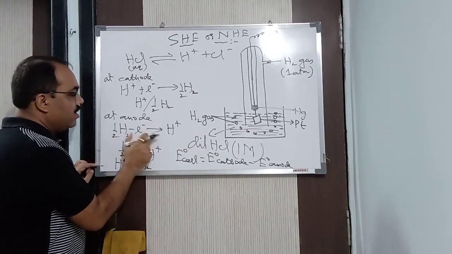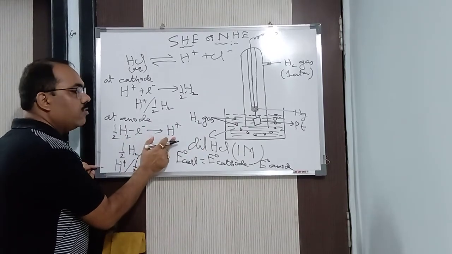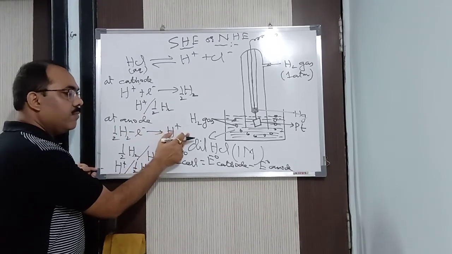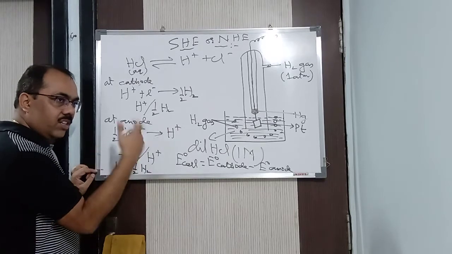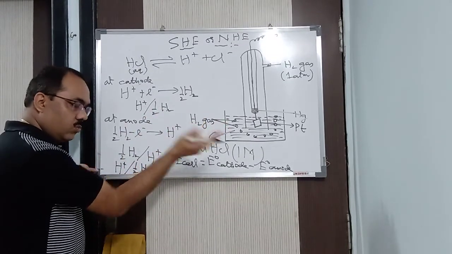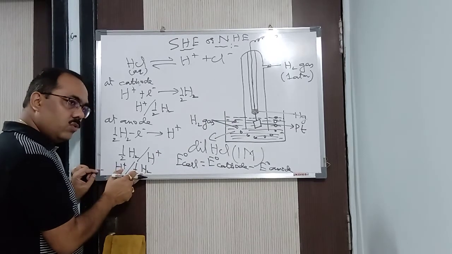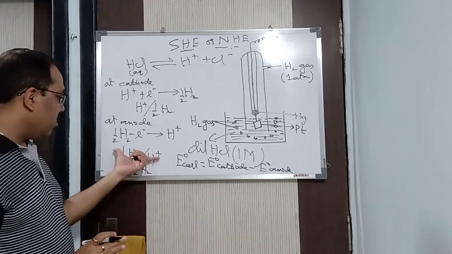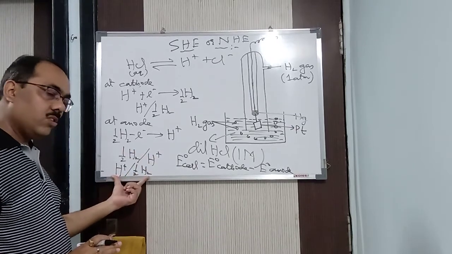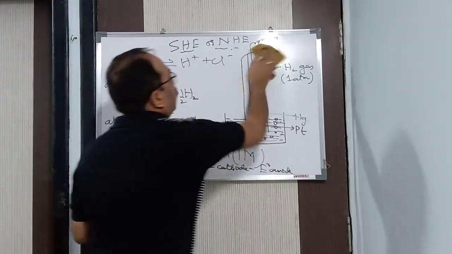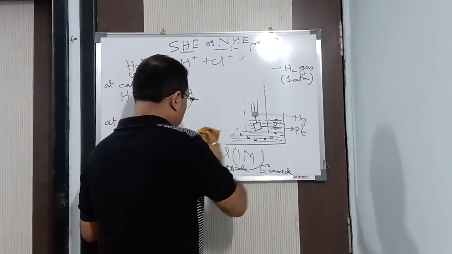See, half H2 minus e- gives H+. If I change it this way, H+ plus e- will give you half H2. That is reduction, so I have written H+ / half H2. Now this is in reduction potential, whereas earlier it was in oxidation potential. You have understood this. Now I'll put the values here.